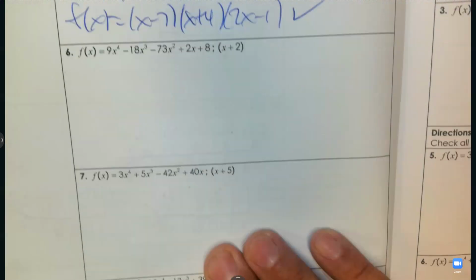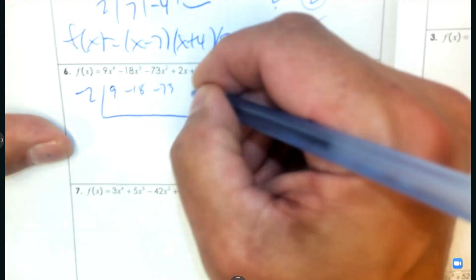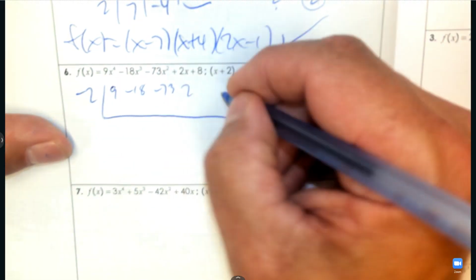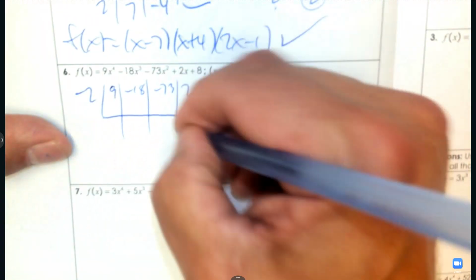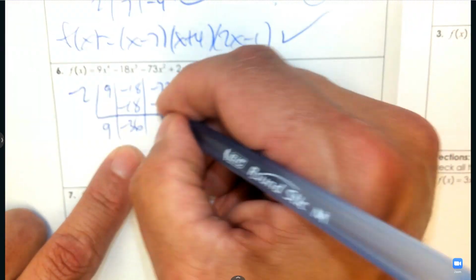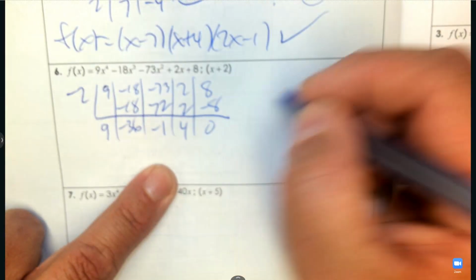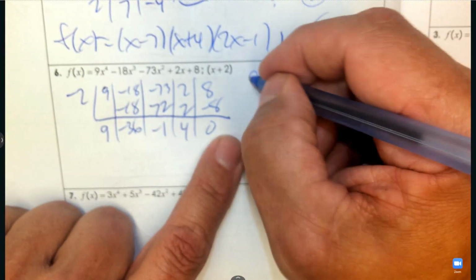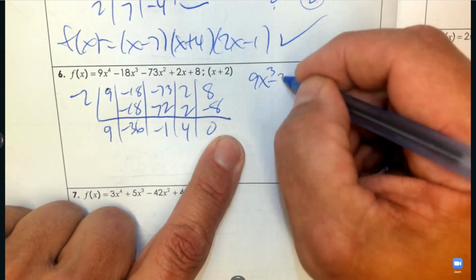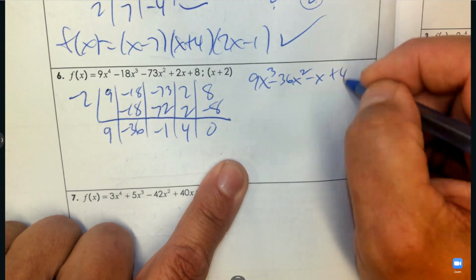Number 6. Again, I'm going to use the 0, negative 2. So we have 9, negative 18, negative 73, nothing's missing, 2 and 8. This should give me the answer 0 if I do it right. And then what's left over is 9x cubed minus 36x squared minus 1x plus 4.